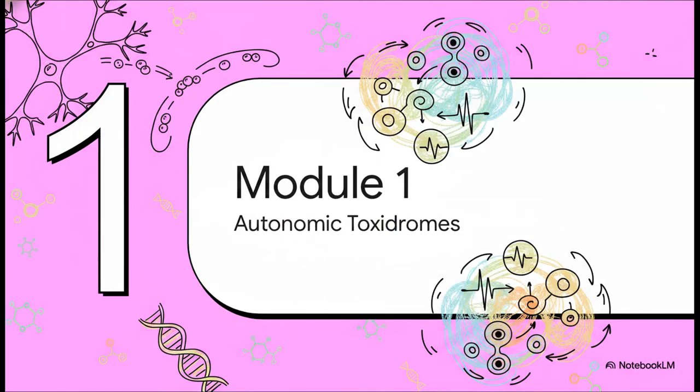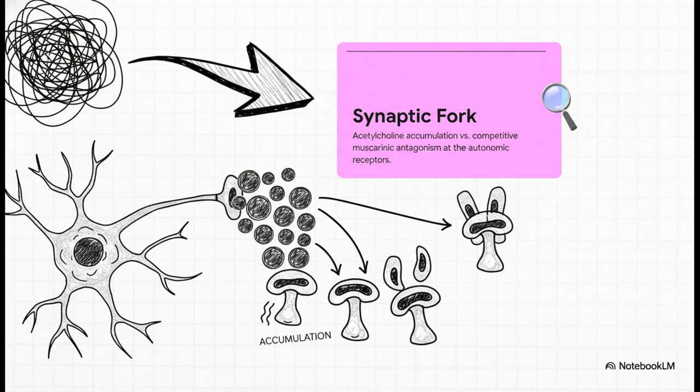Okay, Module 1, autonomic toxidromes. We're kicking things off right at the nerve synapse to see how we can instantly tell the difference between two totally opposite systemic reactions that, honestly, can look terrifyingly similar. Before we even look at a patient, we have to get the biology straight.